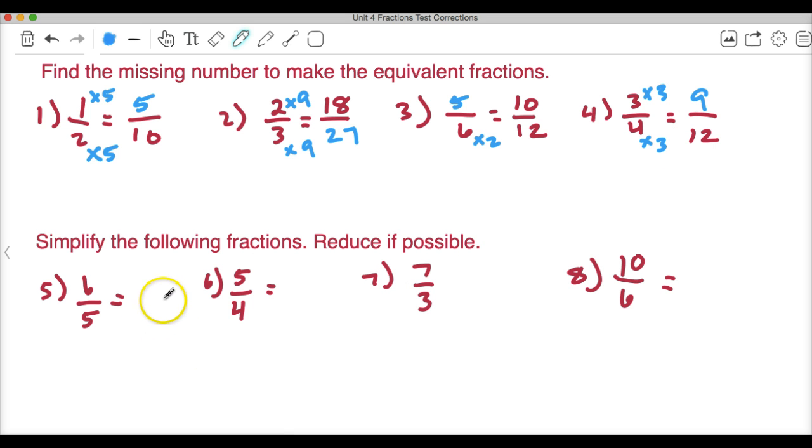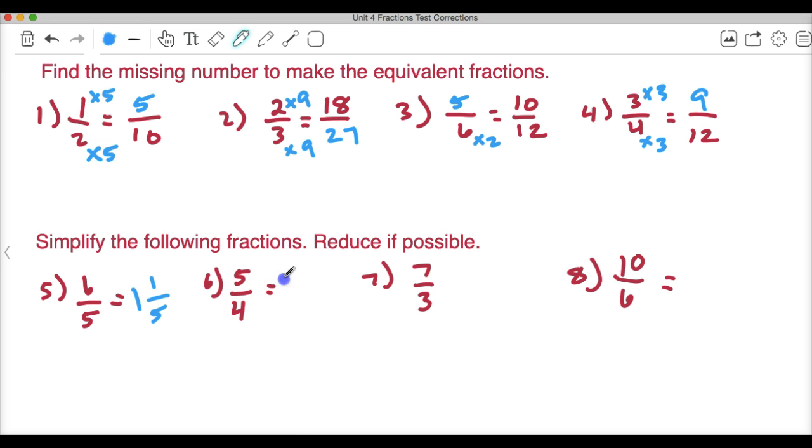For the next part, simplify the following fractions, reduce if possible. So for this one, I'm going to start with my numerator and denominator and say 5 goes into 6 one time. There's 1 left over, and 5 remains our denominator. They can't be simplified any further. They don't have any common factors.